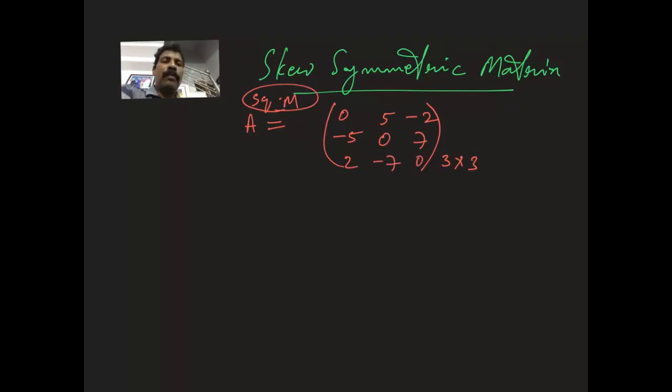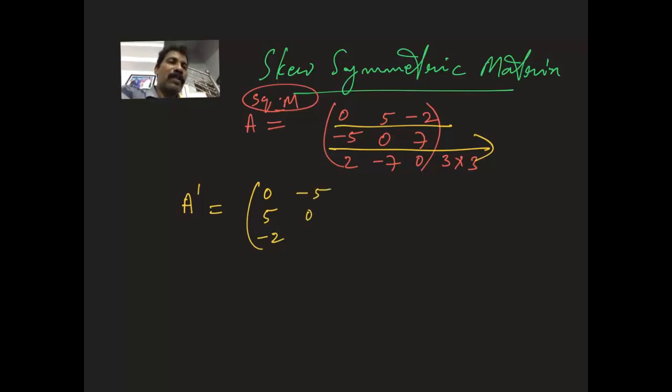Now, if we go for its transpose, our first row becomes first column here. That is 0, 5, negative 2. Second row becomes second column, that is negative 5, 0, 7. And third row becomes 2, negative 7, 0 here. Now, it is not equal to A, no doubt.